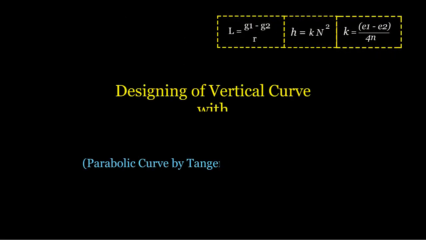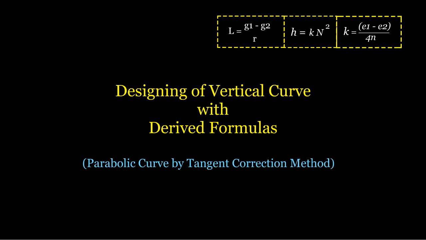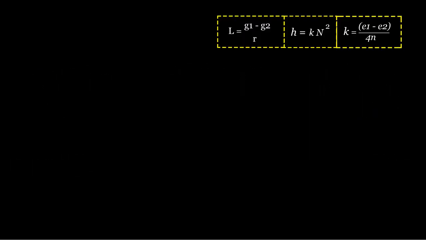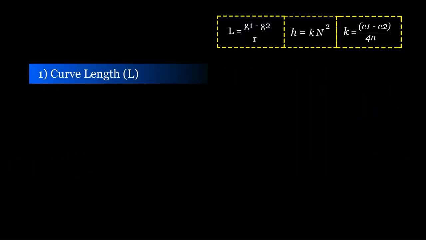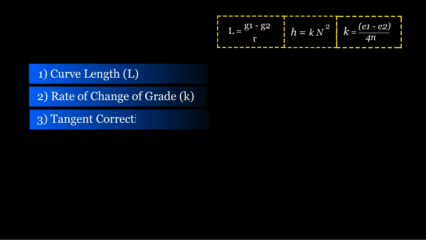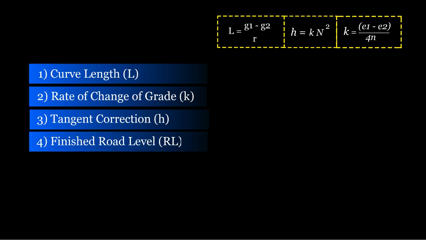Designing a vertical curve using derived formulas. In this section, we will go through the process of designing a vertical curve with practical calculations. We will cover: 1. The curve length. 2. The constant value of rate of change of grade, k. 3. The tangent correction, h. Finally, the calculation of final reduced levels of the finished road surface. We will go through a sample design calculation using the tangent correction method.